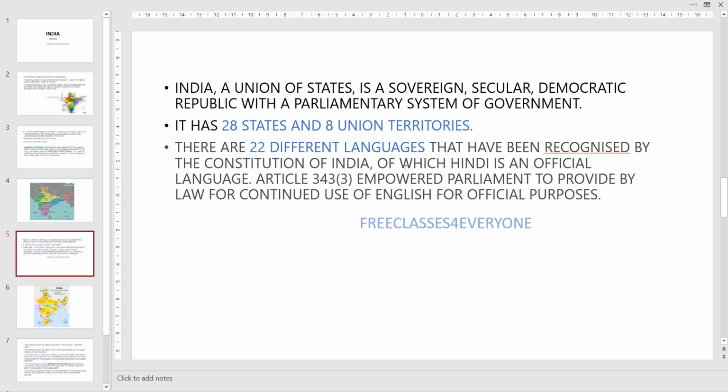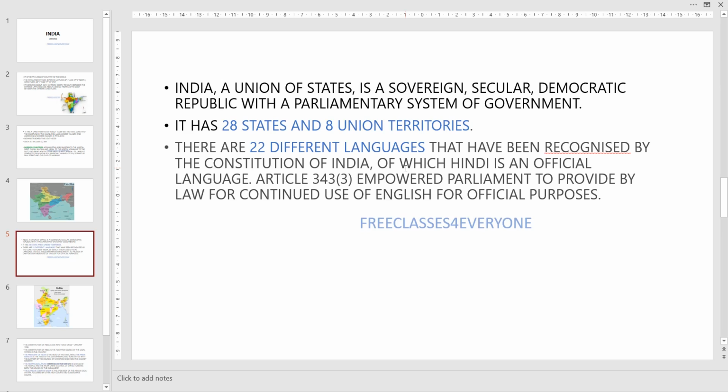What do these words mean? It is sovereign because the supreme power or the law of the land is in the hands of the country. It is secular because the country doesn't support a single religion. All the religions are respected equally.